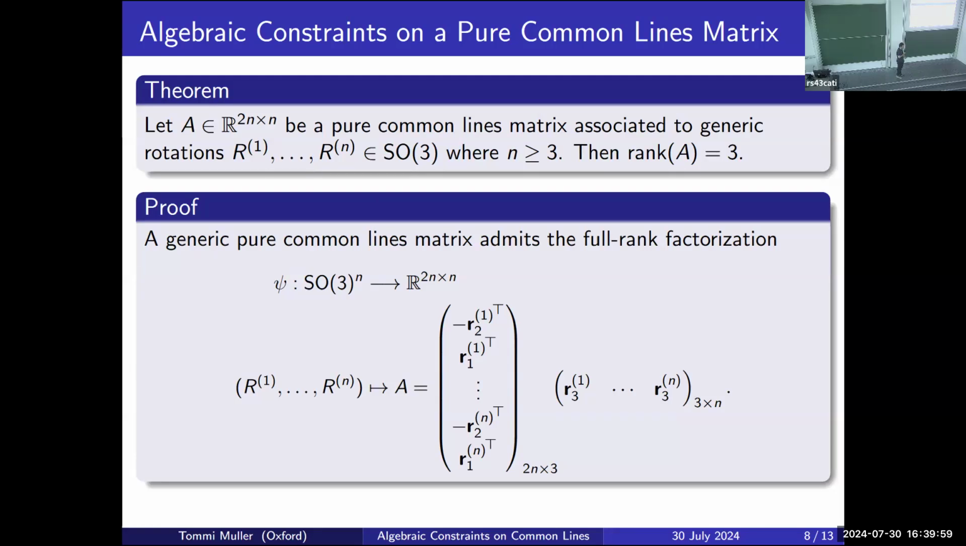And when written this way, it tells you that the pure common lines matrices can be obtained as the image of a polynomial map from SO(3)^n to the pure common lines matrices. In other words, the map psi parameterizes all pure common lines matrices. So that's very good, now that we have this space of pure common lines matrices. If we want to find more algebraic constraints that these matrices have to satisfy, we can just look at the closure of the image of psi.